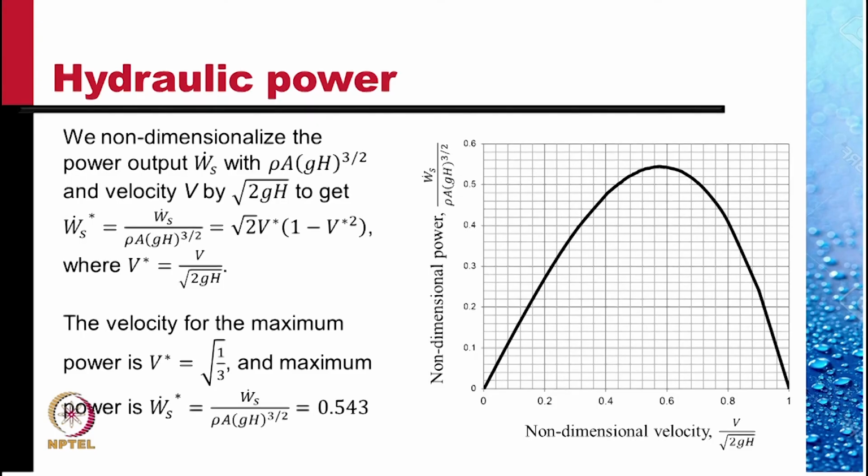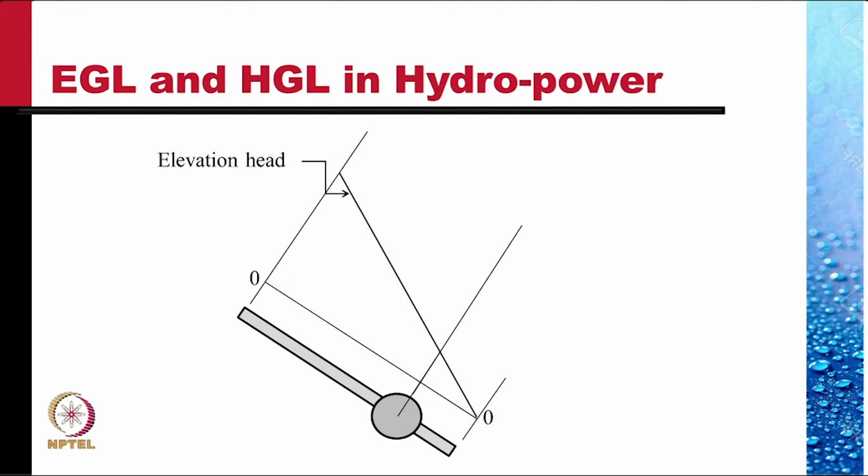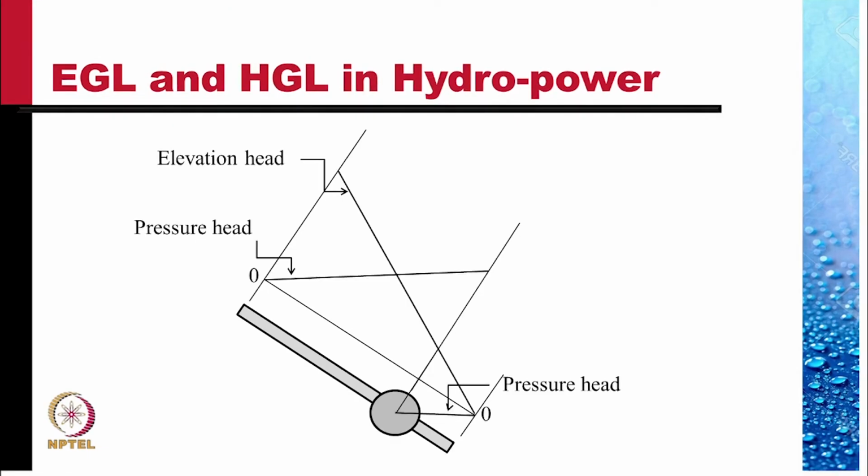and the maximum non-dimensional power output, Ws star, is 0.543. We plot the energy grade line and the hydraulic grade line for this hydropower setup, and we do this in an inclined coordinate system. The Z equals 0 line represents the datum, the elevation head, the pressure head. As we go down, the pressure increases. In the turbine, the pressure becomes negative after a while, and then it increases in the tail race.